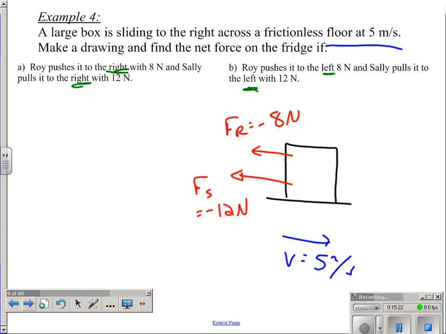I don't know if this confused you. I don't care how you draw your arrowheads. You can draw them like this, you can draw them like that, whatever. It doesn't matter. Just put an arrowhead on there. Okay. And then find your net force.